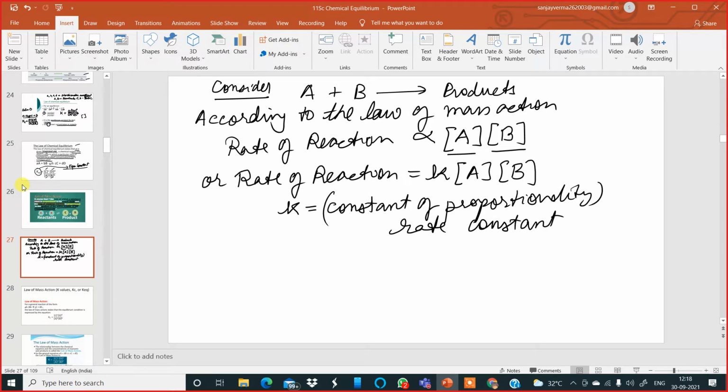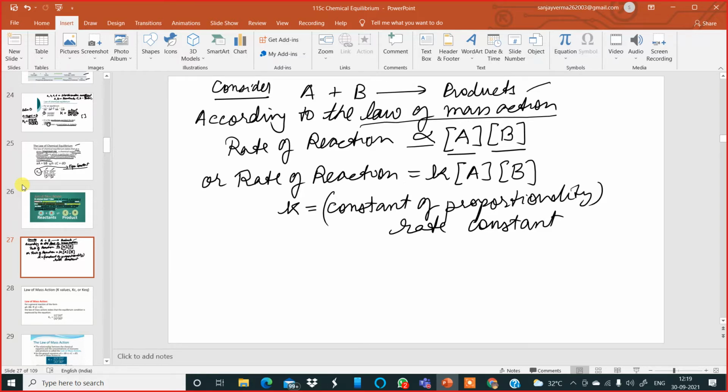So try to follow these steps. Consider a reaction between A and B to give the products. If you apply the law of mass action to the above reaction, then we can write that the rate of the reaction is directly proportional to the product of the concentration of the reactants.